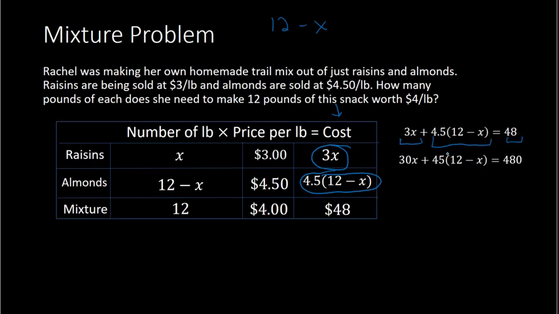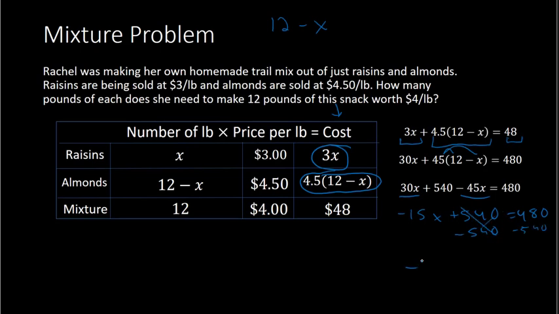But from here we can distribute the 45. 45 times 12 and 45 times negative x would give me 540 minus 45x. And then from here I can combine the 30x minus 45x, and that would give me negative 15x. So negative 15x plus 540 equals 480. And then from here I can solve by subtracting 540. That will cancel. We have negative 15x equals negative 60.